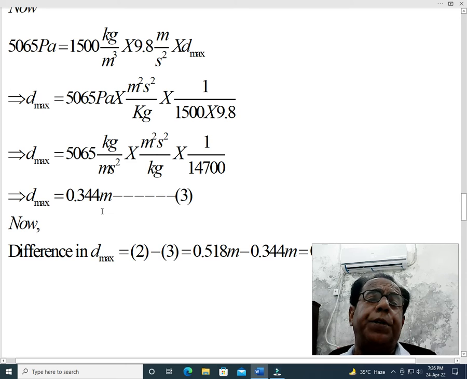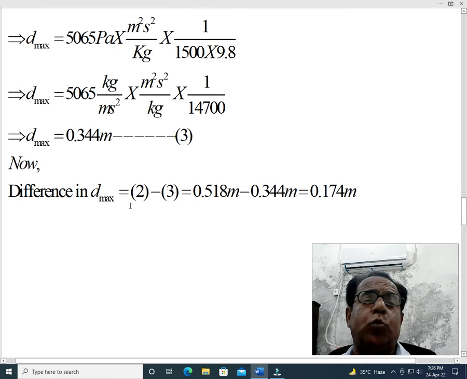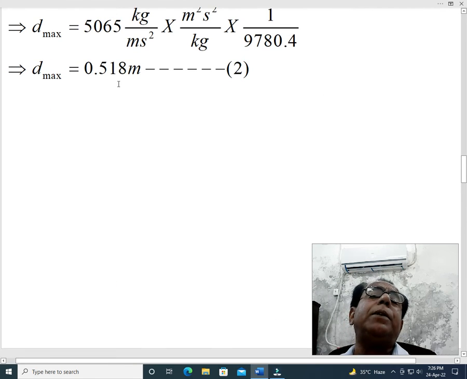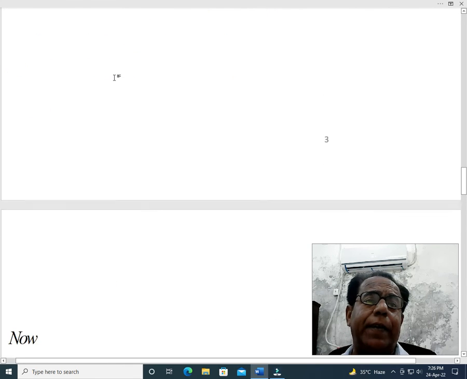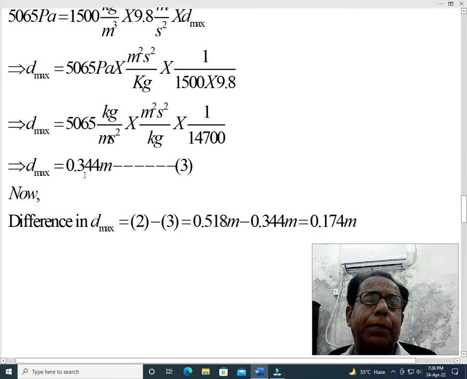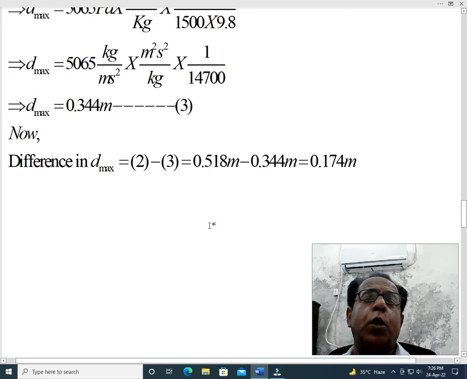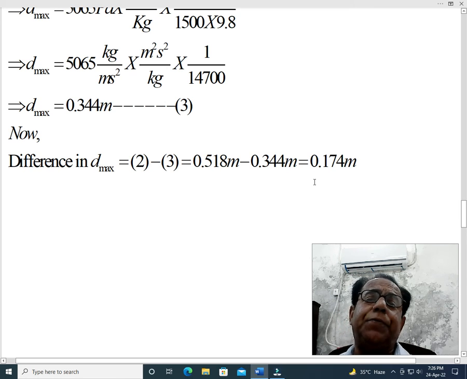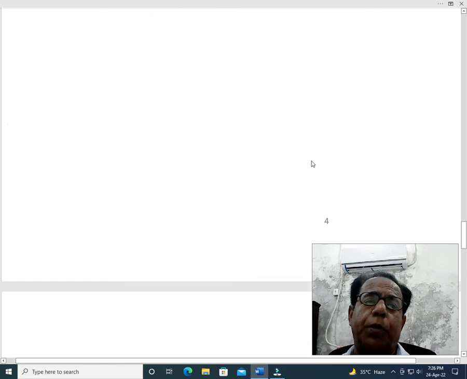Now the difference in D max is equal to equation number 2 minus equation number 3. In equation number 2 D max is 0.518 meter, and in equation number 3 D max is 0.344 meter. So the difference in D max is equal to 0.518 meter minus 0.344 meter, and hence we are left with the result 0.174 meter, and this is the required solution of our problem.